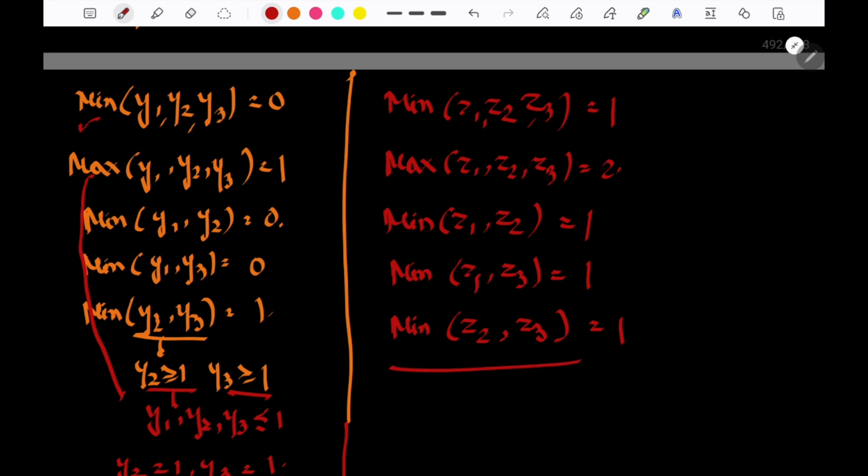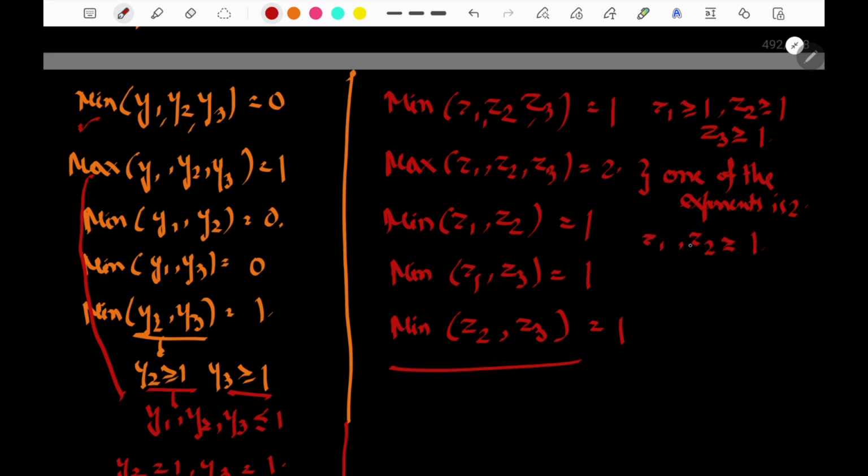Now, how to deduce? First, minimum of z1, z2, z3 is 1. It means z1, z2, z3 are each greater than or equal to 1. Now, maximum of z1, z2, z3 is 2. It means one of the exponents is 2. The other minimum conditions say the same for each pair. So what are the possibilities? It means two of them are 1 and one of them is 2. This is the only condition.